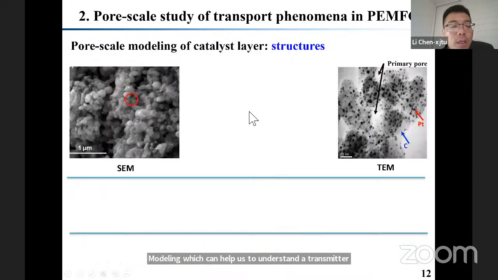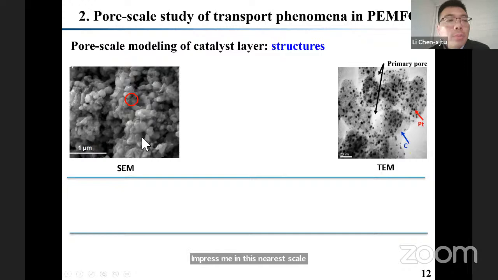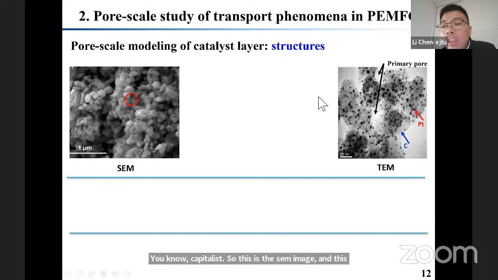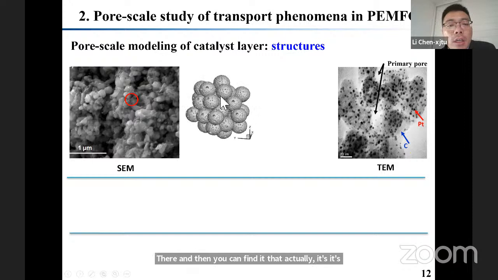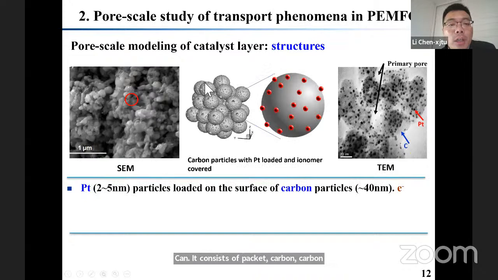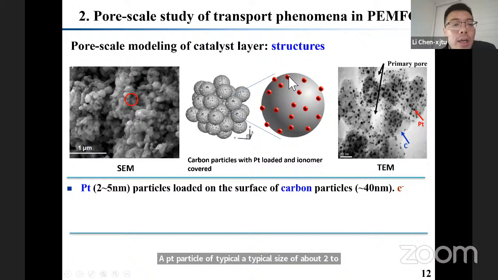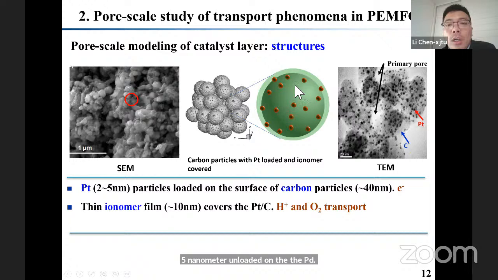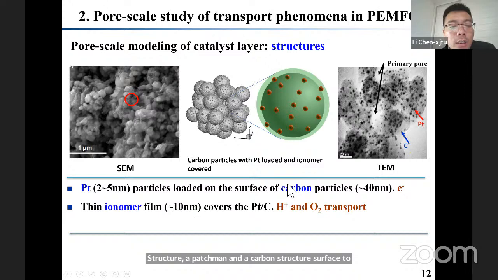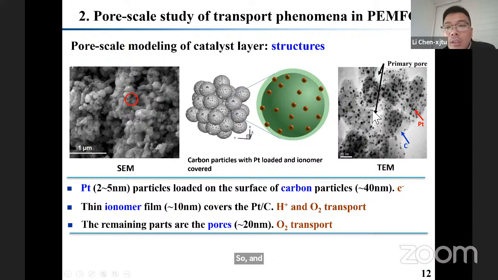Okay. So first, let's talk about the pore-scale modeling of the catalyst layer. This is the SEM image, and this is a TEM image of the catalyst layer. You can find that it consists of packed carbon particles with a typical diameter of about 40 nanometers. On the surface of the carbon particles, Pt particles of typical size of about 2 to 5 nanometers are loaded. Then a thin ionomer film is used to cover the platinum and carbon surface, forming a film of thickness about 10 nanometers. Finally, the remaining part, the white part here, is actually the pores.